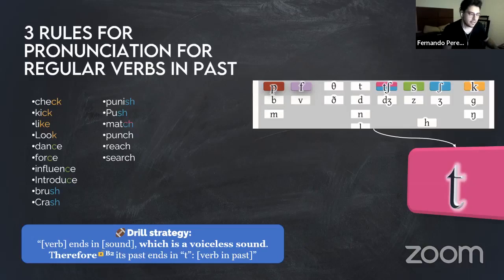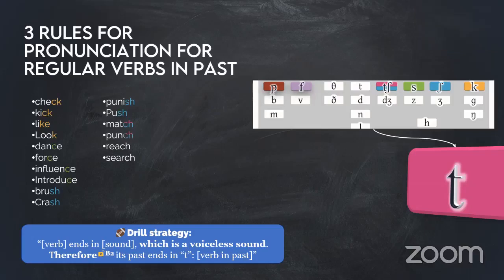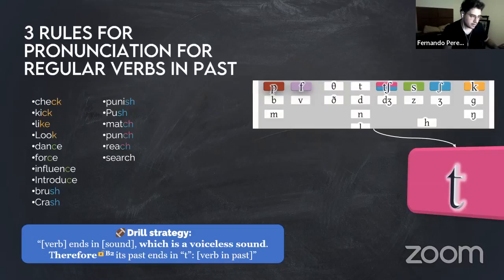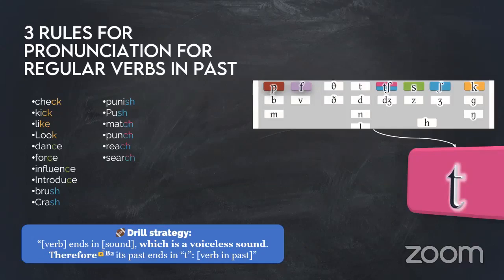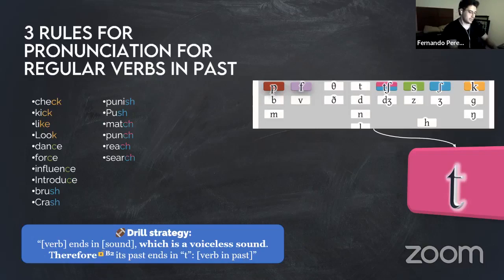How do you know the past of search, Val? Search ends in ch, which is a voiceless sound. Therefore, its past ends in T. Searched. Perfect, girl. That's correct. Listen. Searched. That's it. You are understanding the drill. Now, I really hope you memorize the drill, you know?